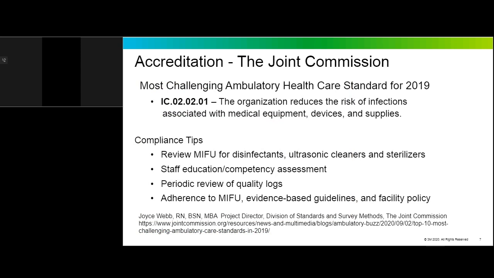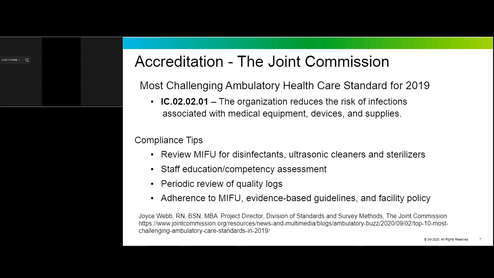Some of you that are listening here in the United States may be accredited through the Joint Commission. There are many accreditation bodies. Joint Commission is one of the big ones, especially for those people that are associated with acute care networks. But most surveyors, no matter which accreditation body they're associated with, are very interested these days in instrument processing. And in a blog post published just recently in September, Joyce Webb of the Joint Commission shared information about the 10 most challenging standards in the ambulatory care settings for all of last year, for 2019.